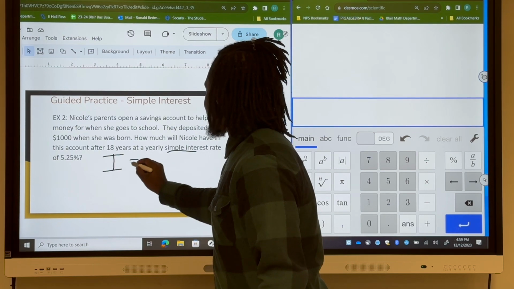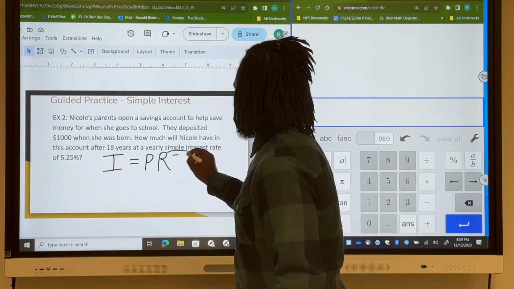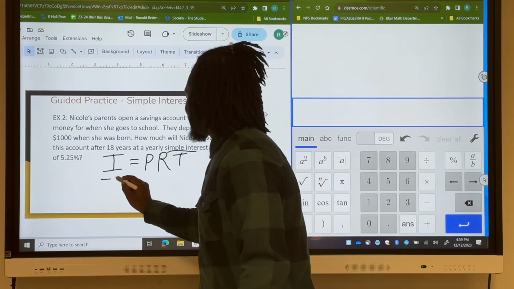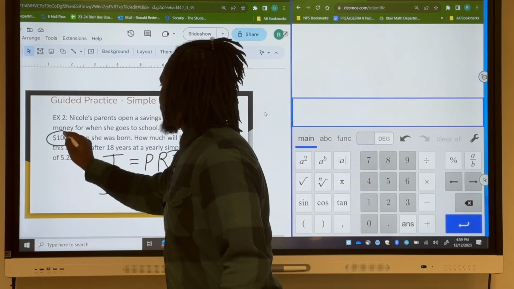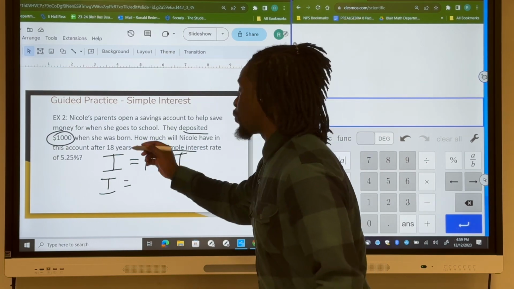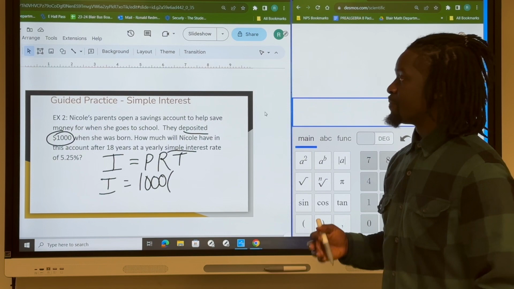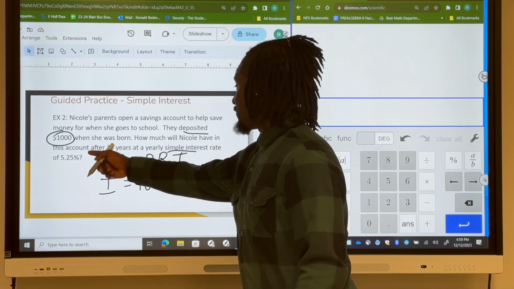To calculate the simple interest, I equals PRT. So to find the interest, the principal is the 1,000. That's how much was deposited. Sorry, not 100, 1,000. So we have 1,000 times the percent.